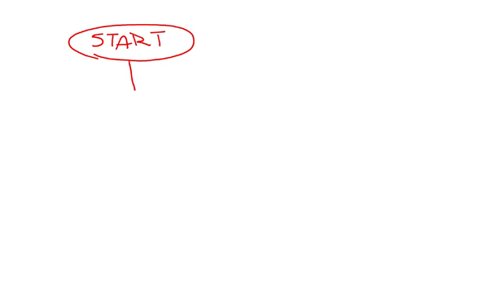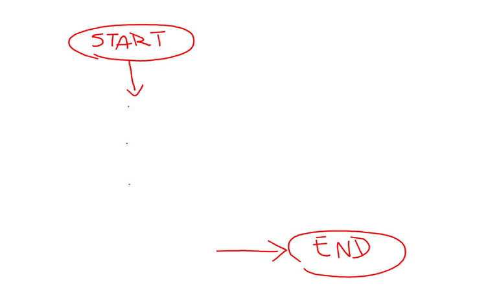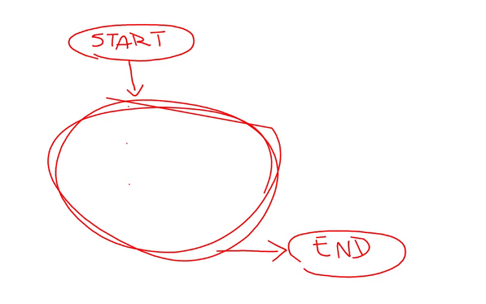Then you use an arrow to point to the next step, right? At the end of your program, you use another oval and you put end or finish or whatever you want, right? And there's an arrow pointing to it, right? And then the rest of your program kind of goes in between, okay?